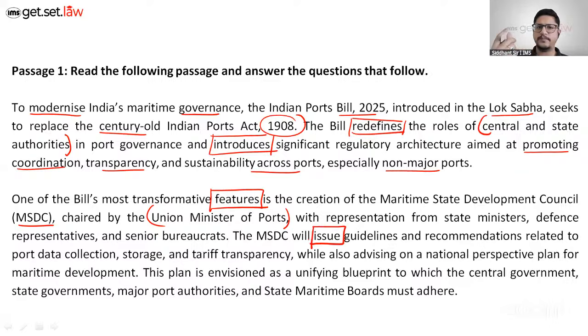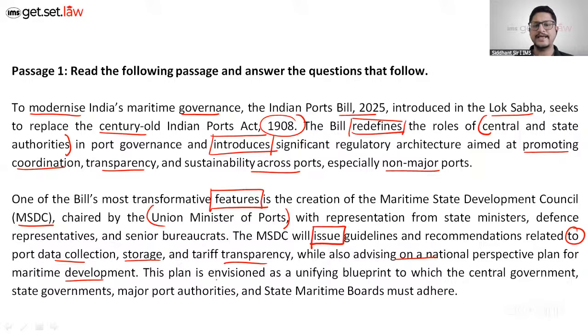Now, this is what you have to pick up: either the feature, the objective, the advantage, the disadvantage. These are the areas which you need to highlight in that paragraph when you come across something new. So at least I will know that, okay, it is redefining some roles, it is defining some transformative features, a new council, and certain guidelines. So it issues guidelines and recommendations related to what? It's related to data collection of the port, to storage, tariff transparency, while advising on a national perspective plan for maritime development. So these are the ones where they issue guidelines and recommendations also.